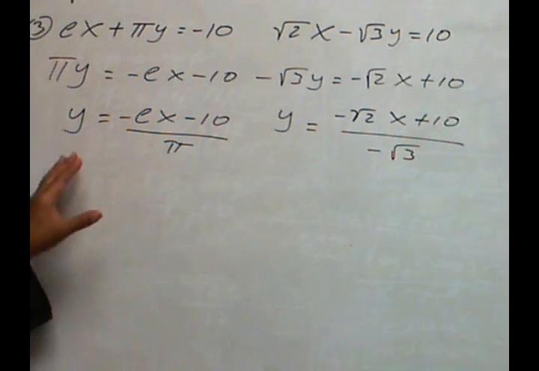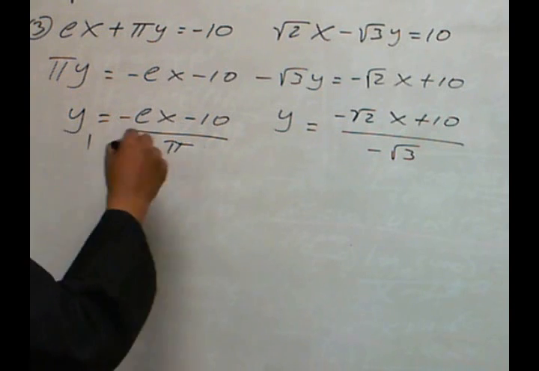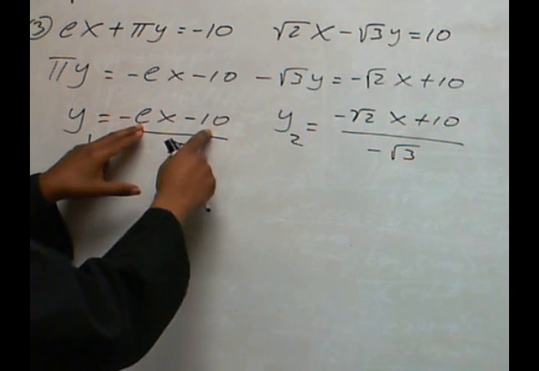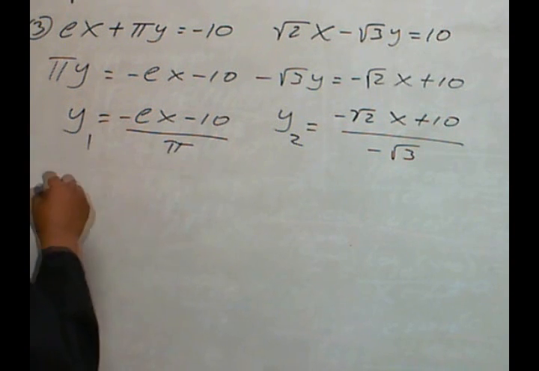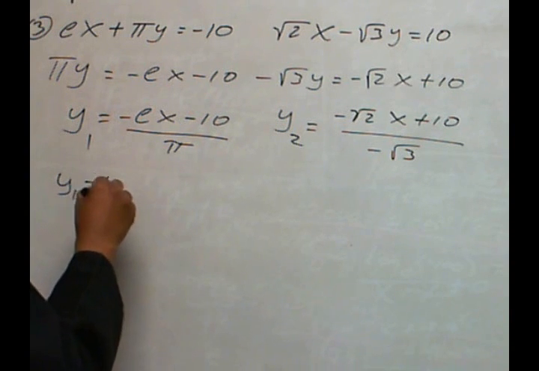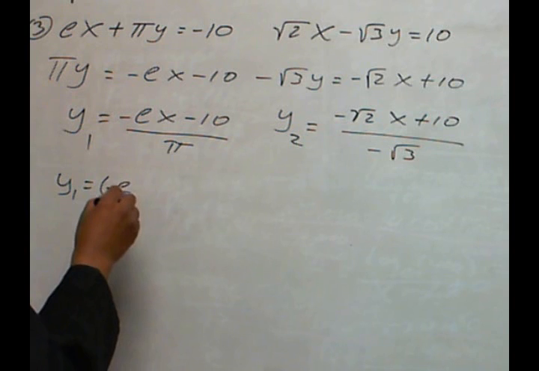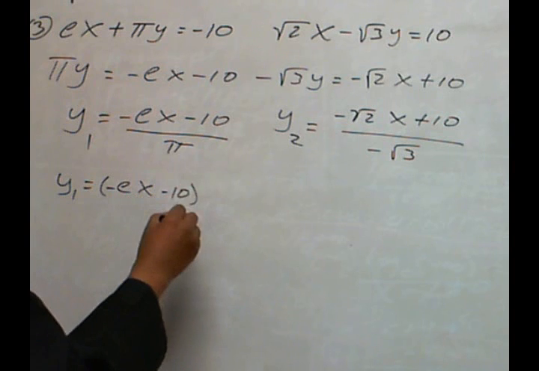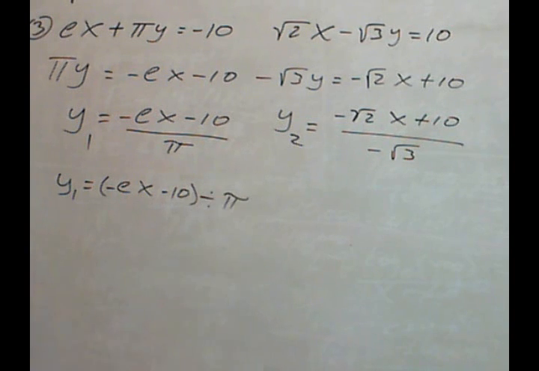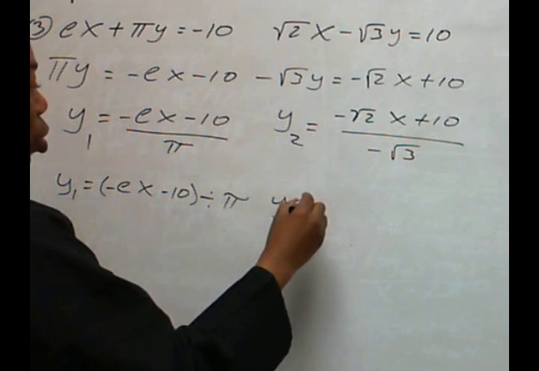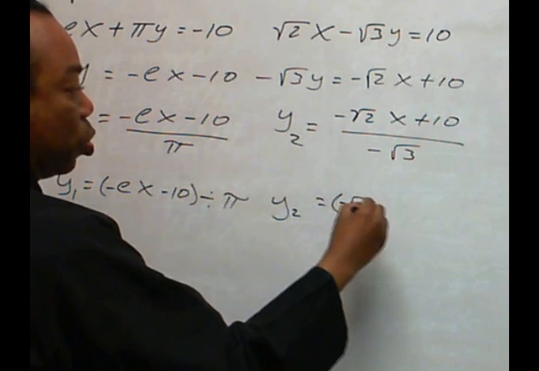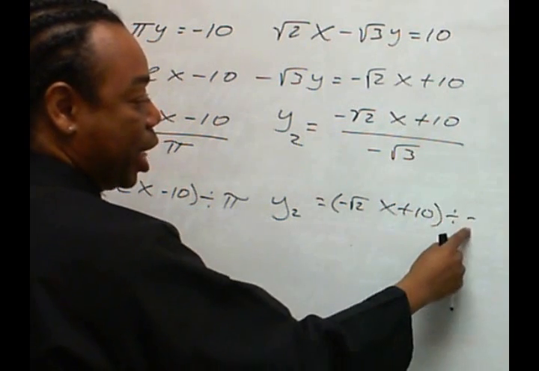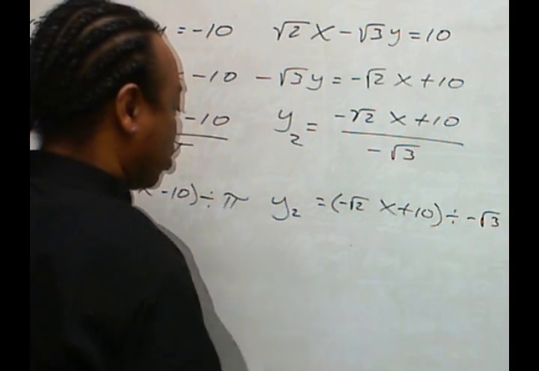Okay. Now we're going to put this in as y1 and this is y2 into our calculators. Now, because our numerator has more objects in it, we're going to have to put an open parenthesis, then the negative key, then the e, second function of division, then x button, minus 10, close parenthesis, the division, and then the pi. Here, it'll be y2 equals, open parenthesis, negative square root of 2, x plus 10, close parenthesis, the division button, the negative button, the square root button, and then 3.